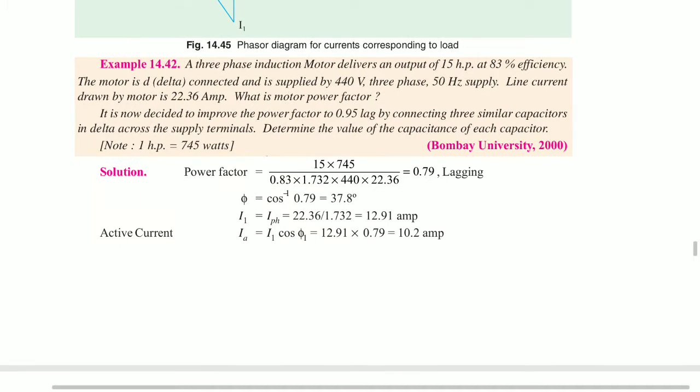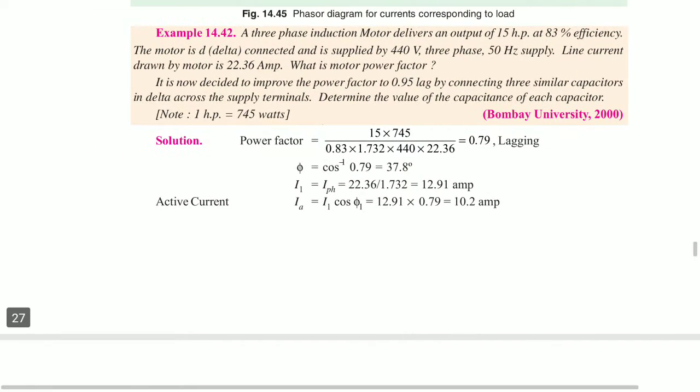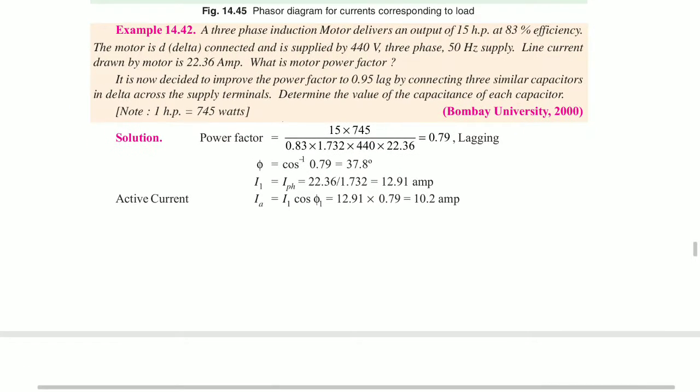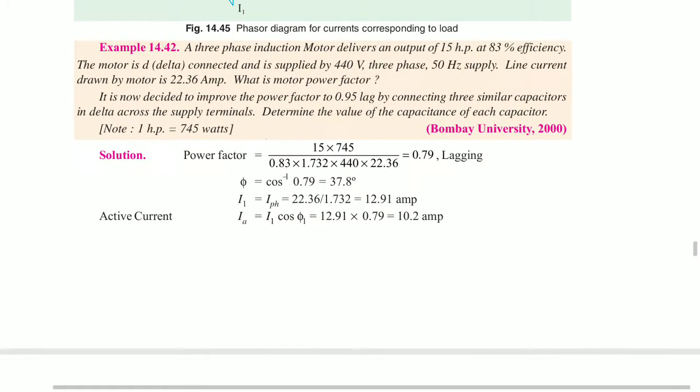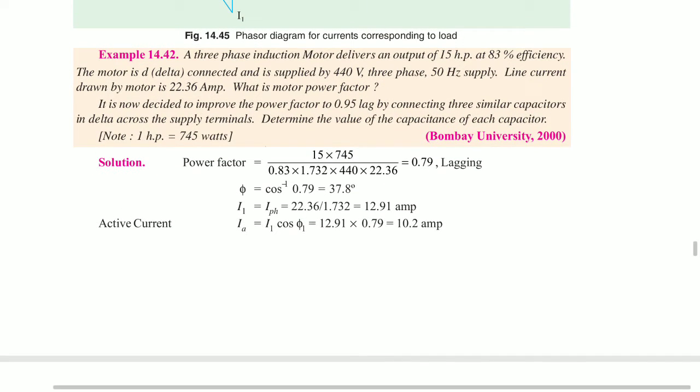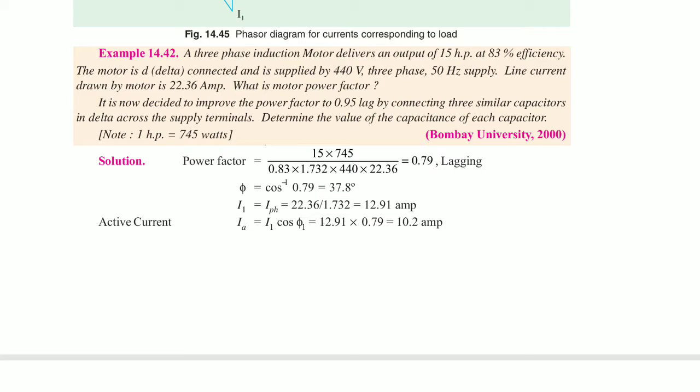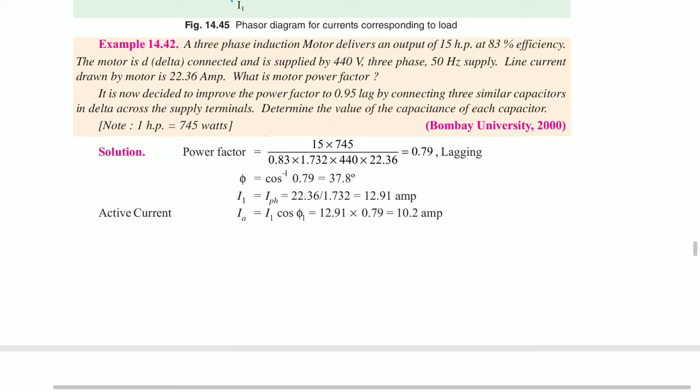Now go for the next problem. A three-phase induction motor delivers an output of 15 HP at 83% efficiency. The motor is delta connected and is supplied by a 440 volt, three-phase, 50 Hz supply. The line current drawn by the motor is 22.36 amps. What is the motor power factor?